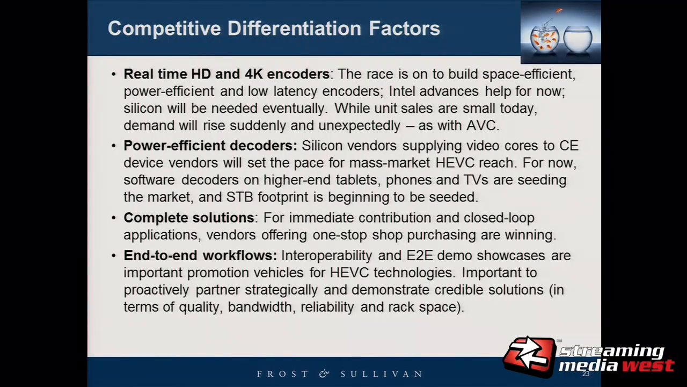All right, so we've talked about the operator perspective for this presentation. I want to take a few minutes and talk about the vendor perspective. So if you're an encoder, transcoder vendor, what are the four things you can do to make this ecosystem come to life for the rest of us? The first thing is we need real-time HD and 4K encoders. We need them to be faster. We need them to be lighter. We need them to be cheaper. We need them to be denser. That's the game that's going to be played over the next couple of years.